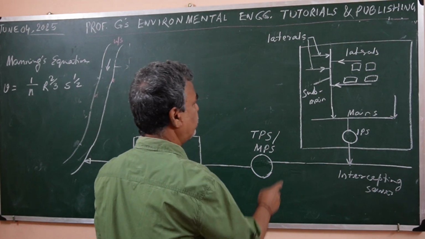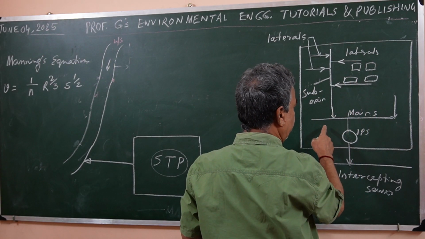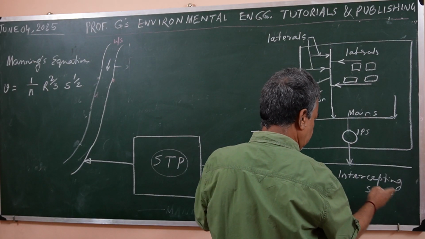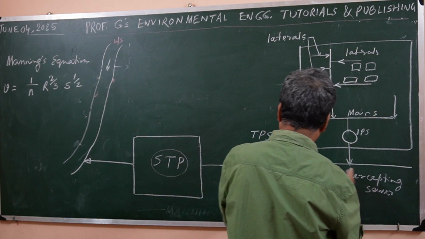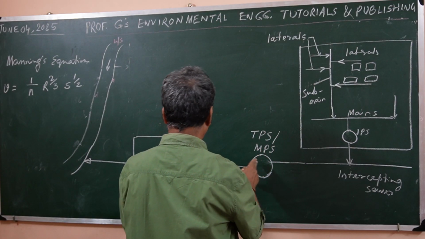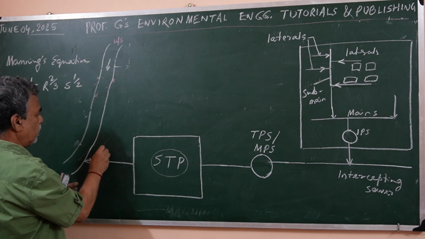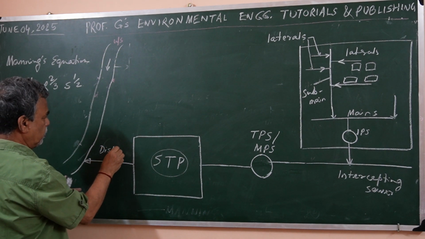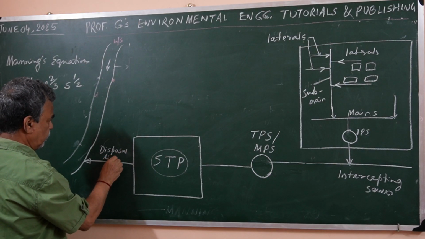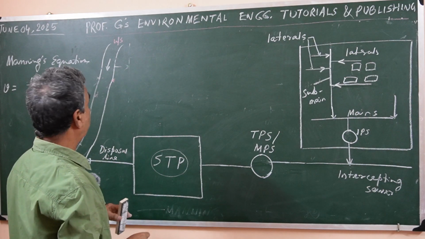Now, as you see here, these are the laterals, then via submains it is going to the mains. So many mains are there. Ultimately these mains are discharging into the intercepting sewer. From the intercepting sewer, through terminal or main pumping stations, it is going to the treatment plant, and after treatment it is going to the ultimate disposal of treated sewage. So this is the disposal line for ultimate discharge.